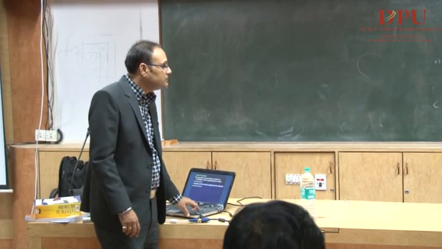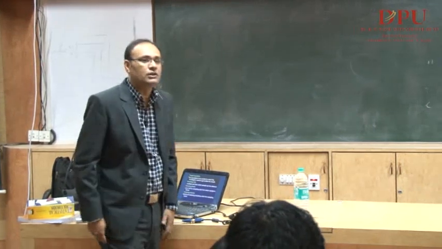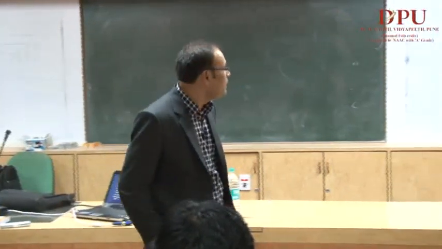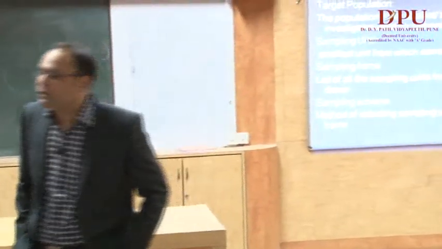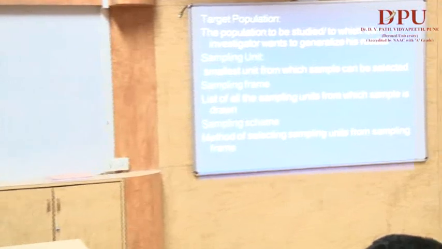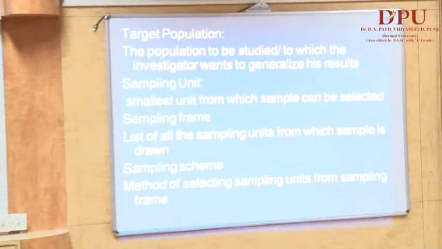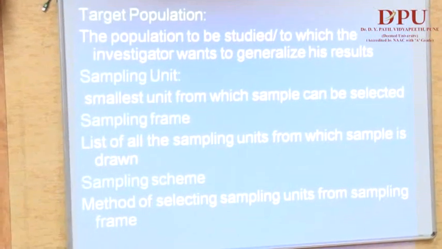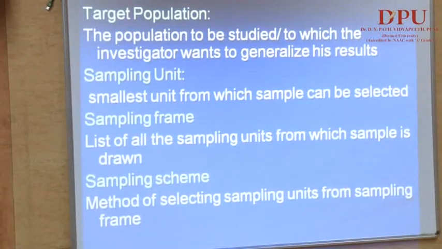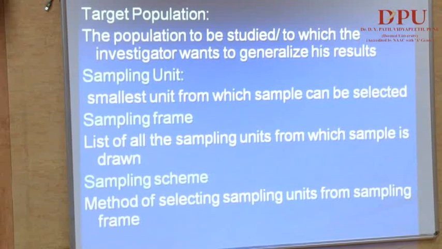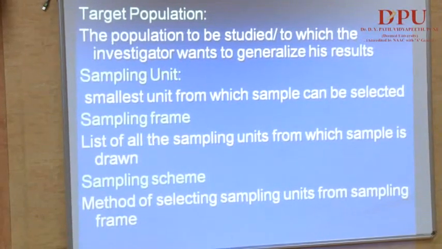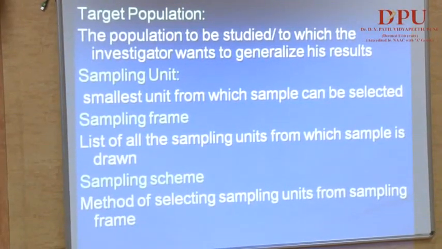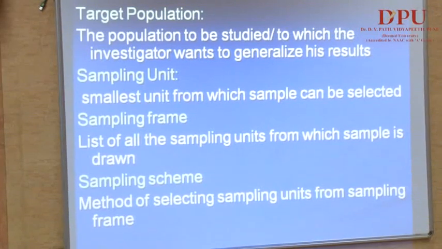Now, these are the different terminologies we use in sampling. The first one is target population. Which one is the target population? While framing your problem statement, you need to specify whom you want to target. You need to decide which one is your target audience, which means you need to decide your target population.